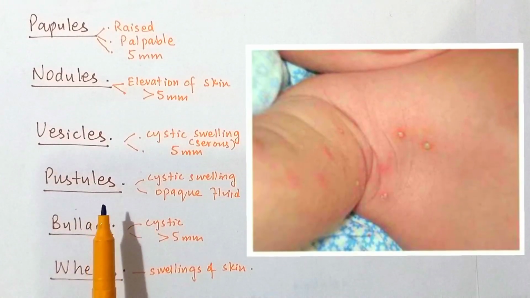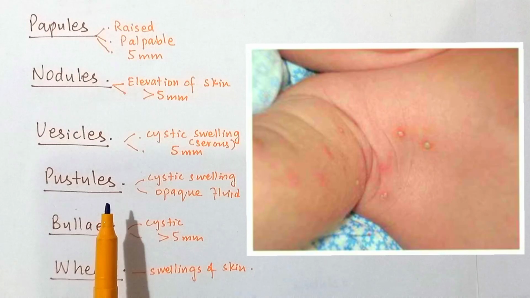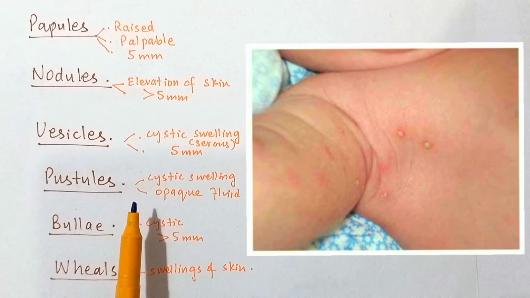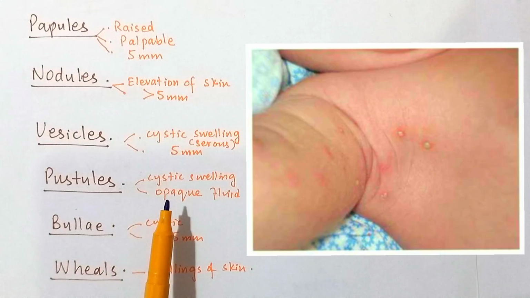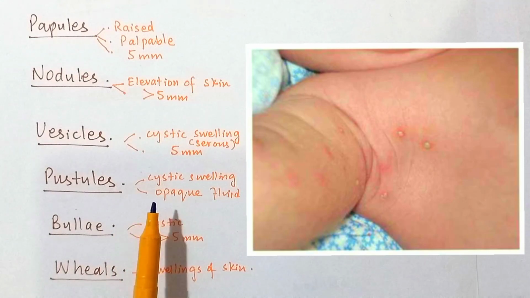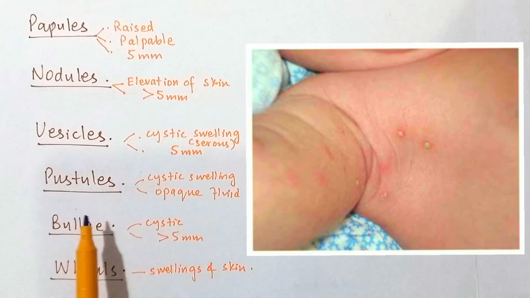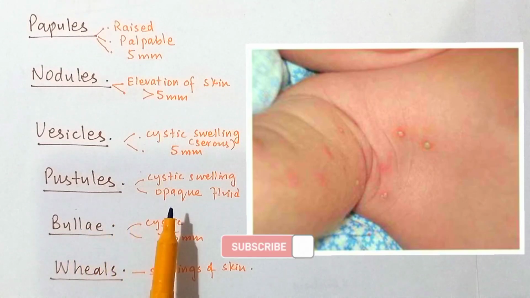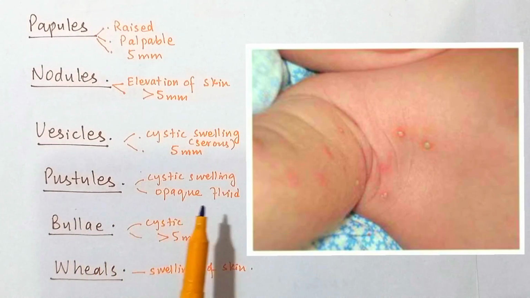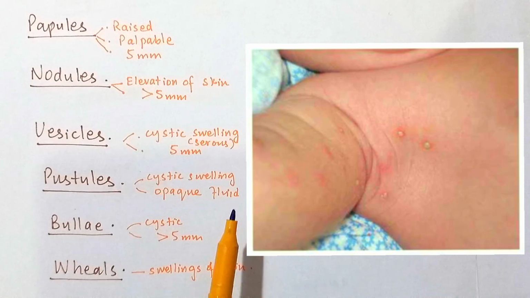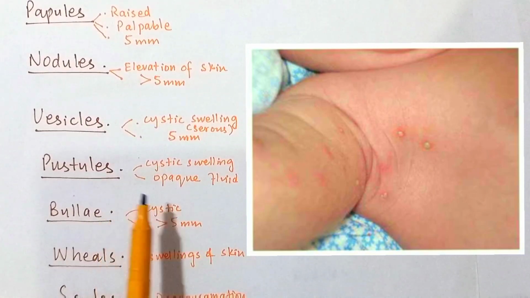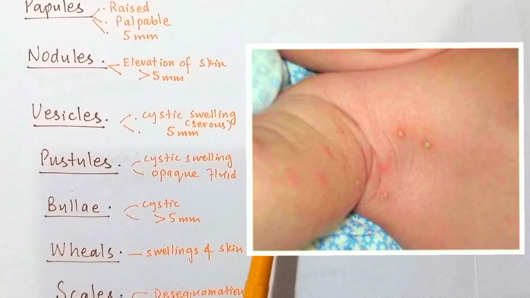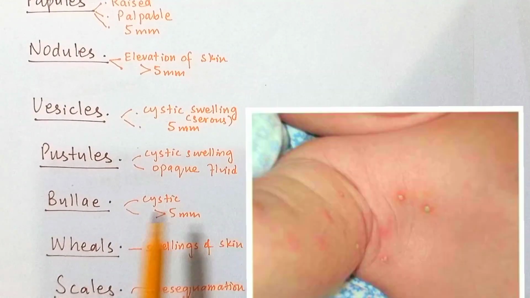Next one is pustules. Pustules are similar to the vesicles, but the vesicles that are filled with pus are called pustules. The fluid in the pustule is opaque and yellow. Pustules are formed as in a case of acne. The skin manifestation of pustule is on the screen.